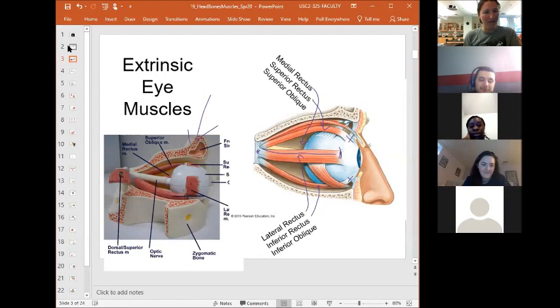So what we've seen so far are the 4 rectus muscles: superior on the top, inferior on the bottom, lateral on the outside, medial on the inside. And these are the straight muscles.